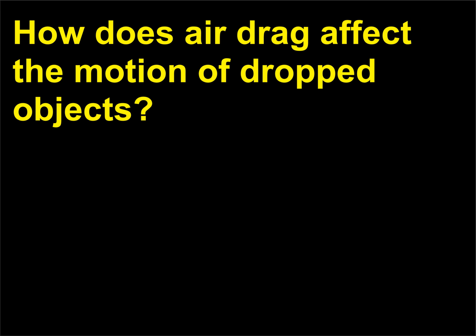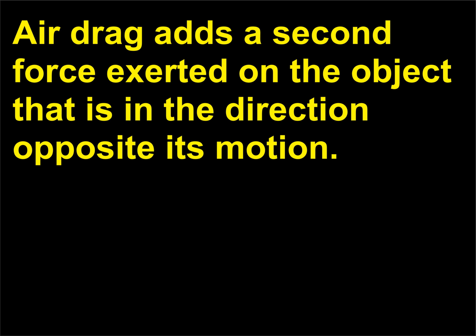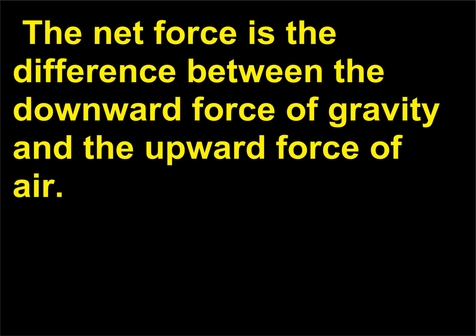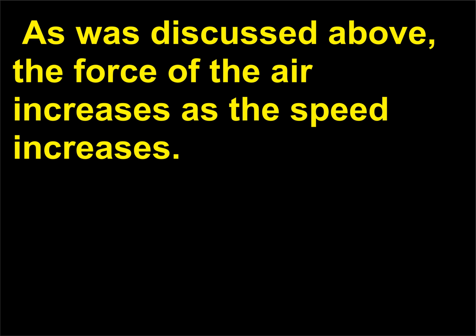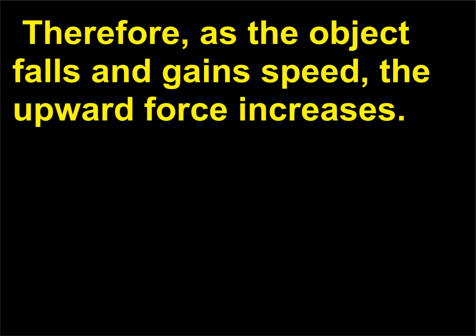How does air drag affect the motion of dropped objects? Air drag adds a second force exerted on the object that is in the direction opposite its motion. The net force is the difference between the downward force of gravity and the upward force of air. As was discussed above, the force of the air increases as the speed increases. Therefore, as the object falls and gains speed, the upward force increases.